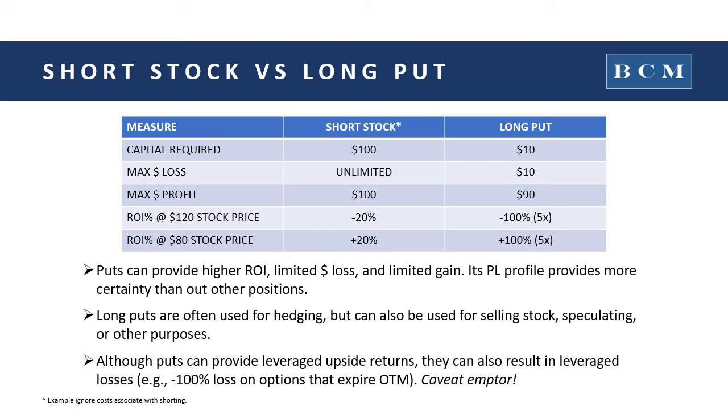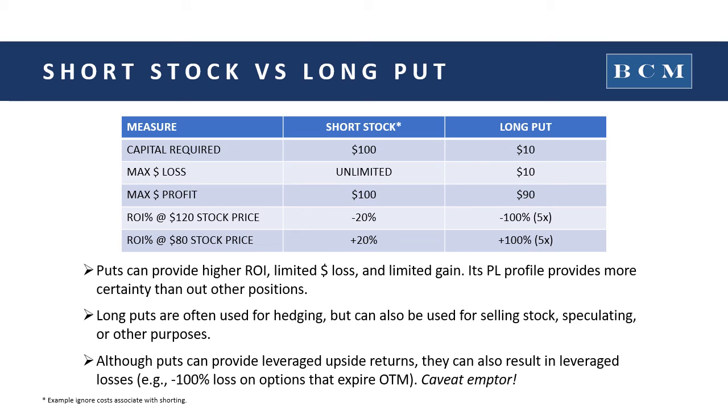One thing to notice about a long put from this table is that both maximum loss and maximum profit are limited. The max loss is $10 and the max profit is $90. Notice that when we short stock, our loss potential is unlimited. And also, if we were to buy stock or to buy a call, remember from those diagrams, the gains would be unlimited. So a put is the only position we've looked at so far that has a defined range. There are limits on both ends, both sides.